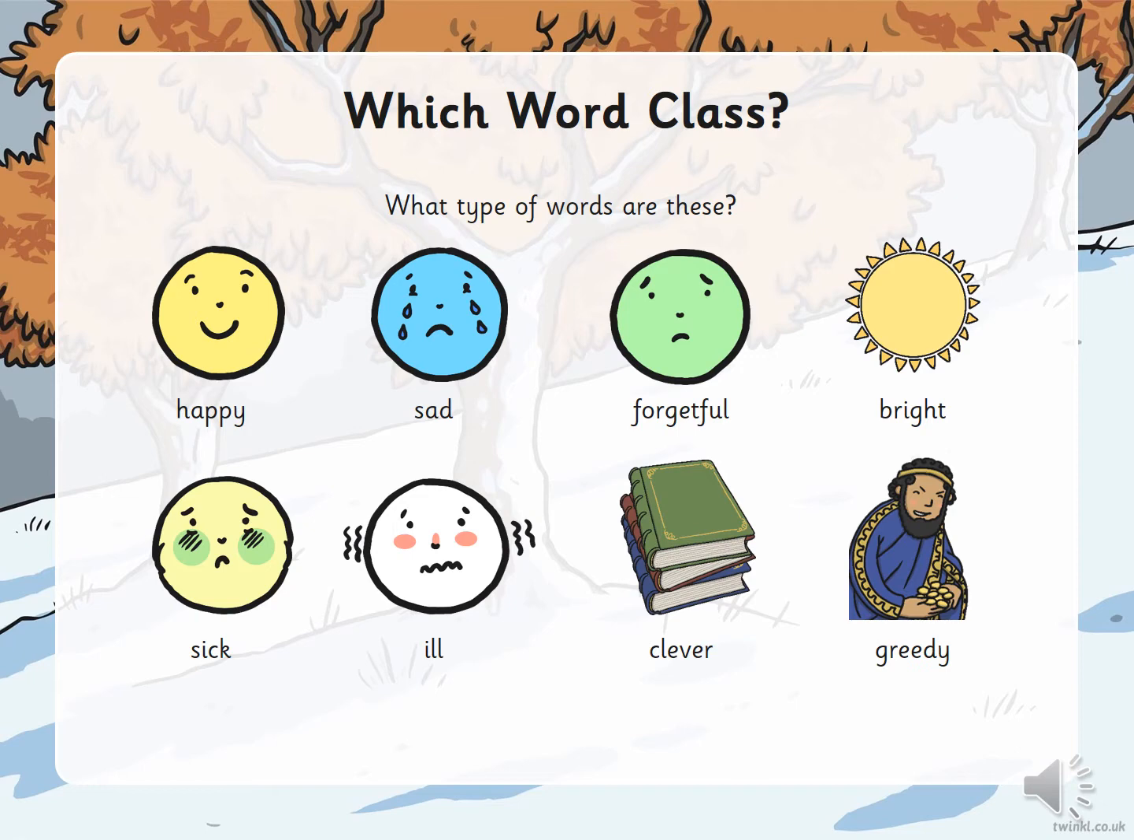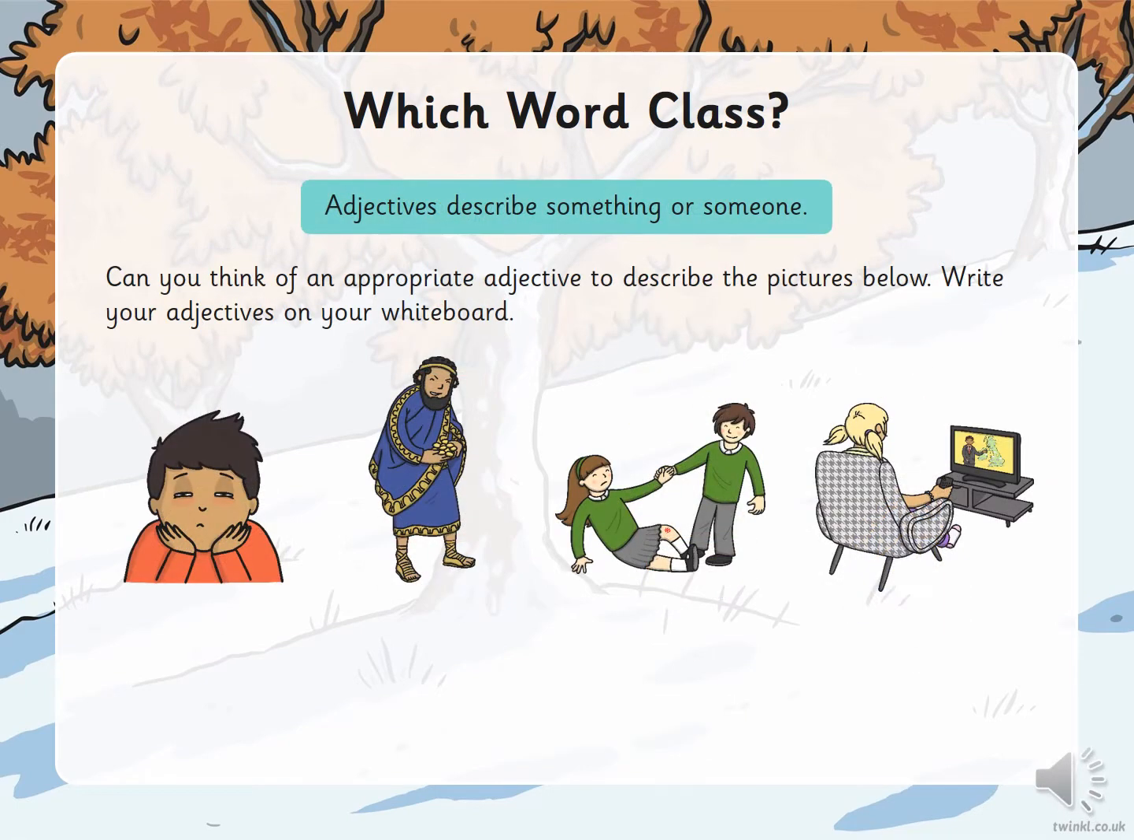Pause the video, have a think. Are they nouns, adjectives or verbs? You guessed it, they are adjectives. They are all describing words. Adjectives describe something or someone.